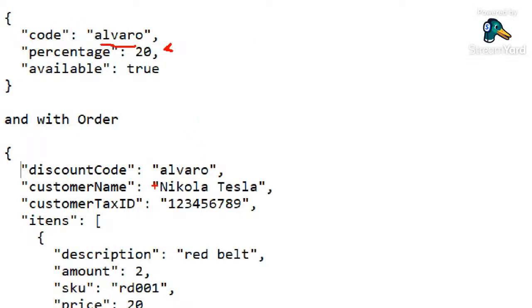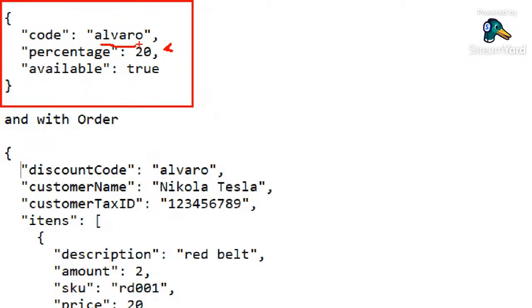So I'm using the Alvaro code. This is the Alvaro code record. So the Alvaro code gives me a 20% discount. That's it. I am using the Alvaro code, so I am expected to receive a 20% discount.